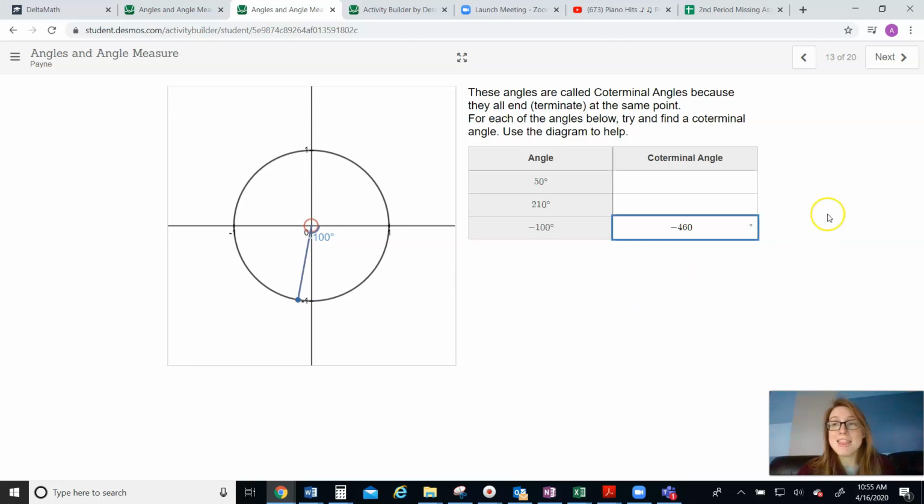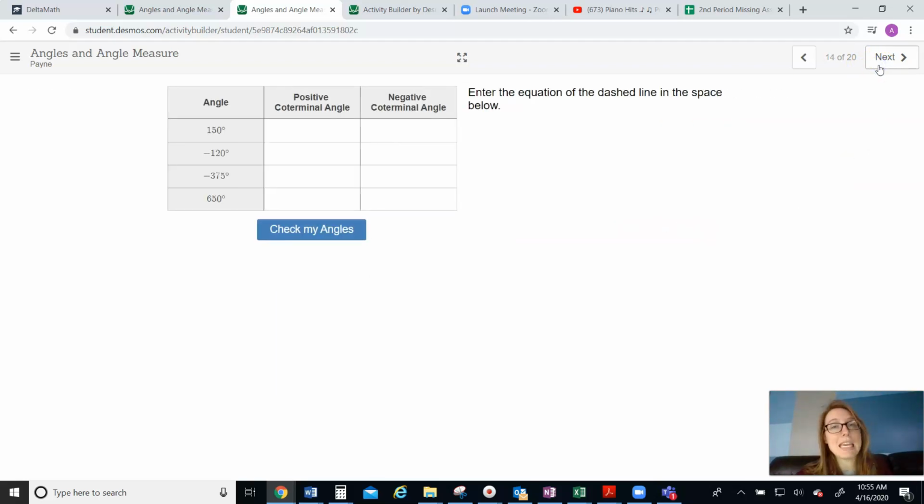Okay? Then the last thing that you are required to do is work on slide 14, okay? So for this one, you're finding me a positive coterminal angle and a negative coterminal angle, okay? And again, positive means the angle itself is positive and negative means the angle itself is negative. When you are done, go ahead, click check my angles. If it's not right, or like mine, something's missing, it will say something is incorrect. If you have it all correct, it will tell you that you are good to go.